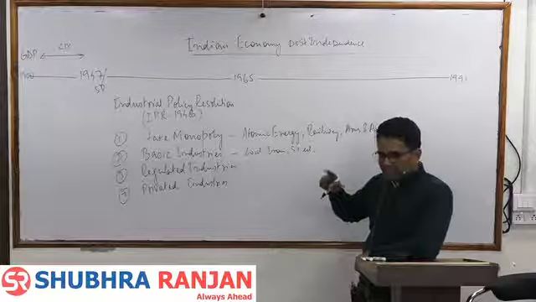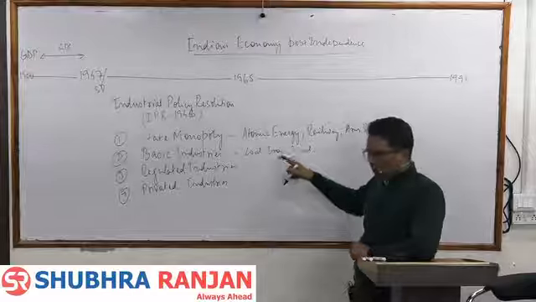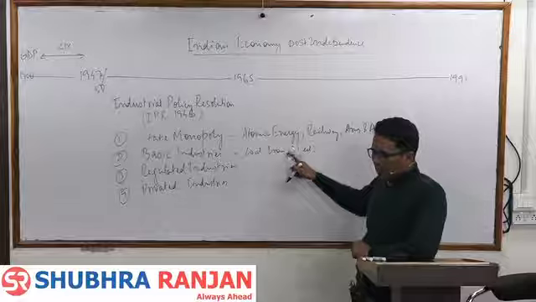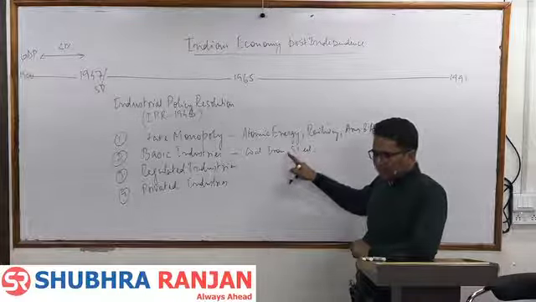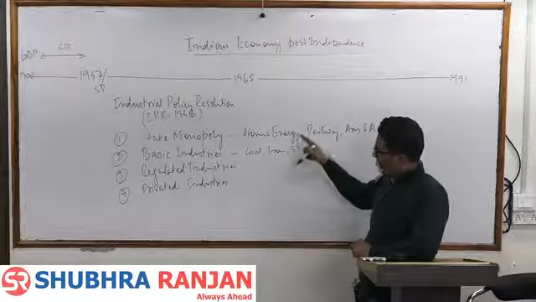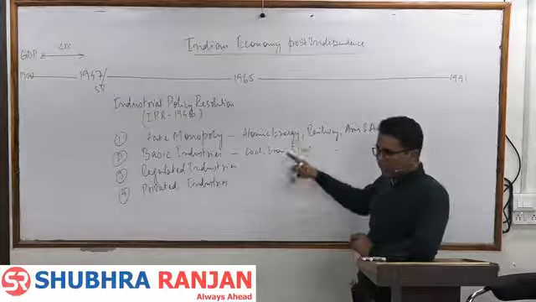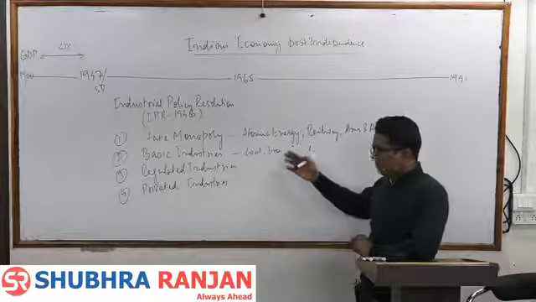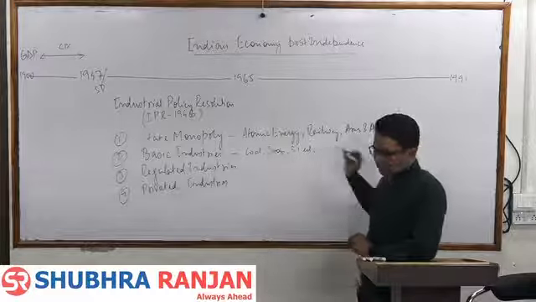Here ध्यान से differences समझते जाना. Here government said that no new private company will come, but if there was a private company before 1947, it was allowed to remain in private hands. For example, if Tata Steel was private before 1947, it was allowed to remain in private hands. But new industries only government can set up, 7 industries.